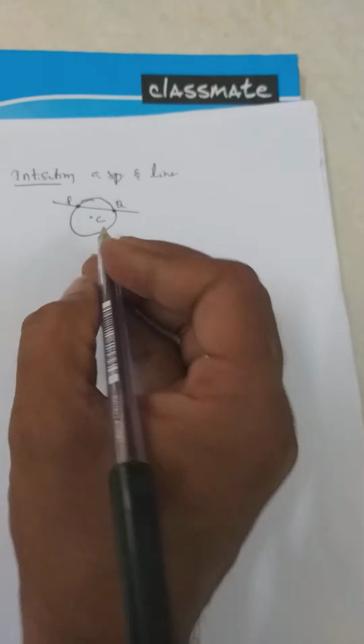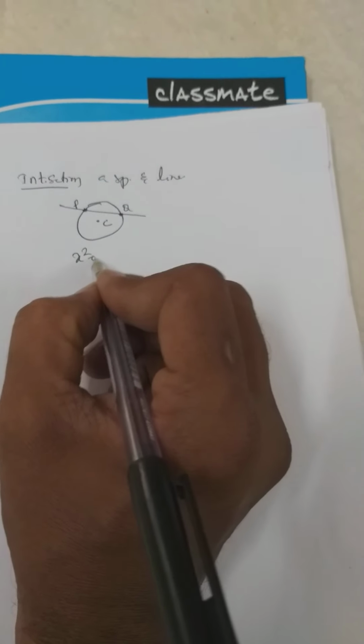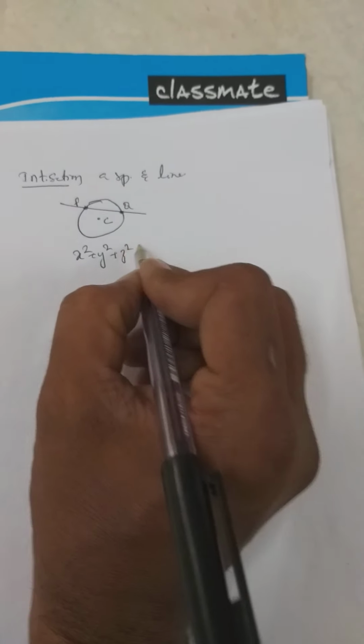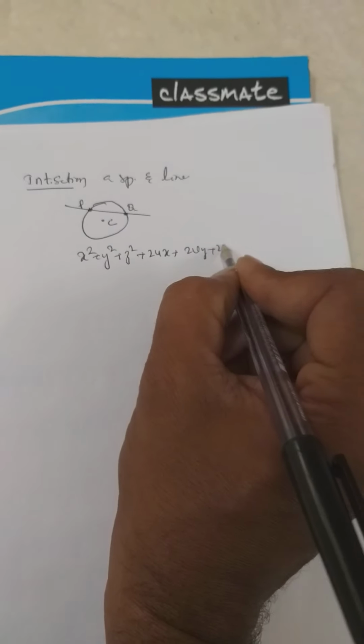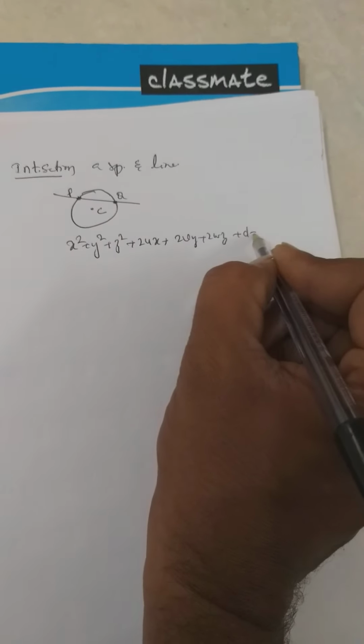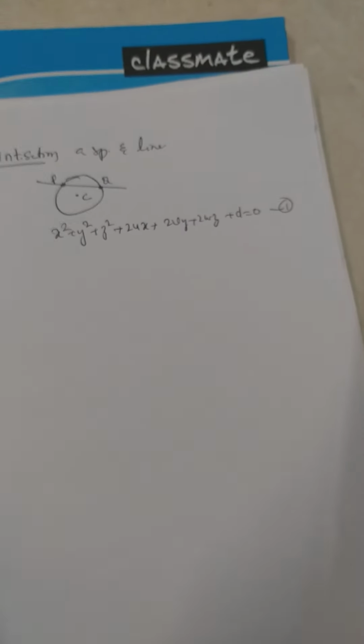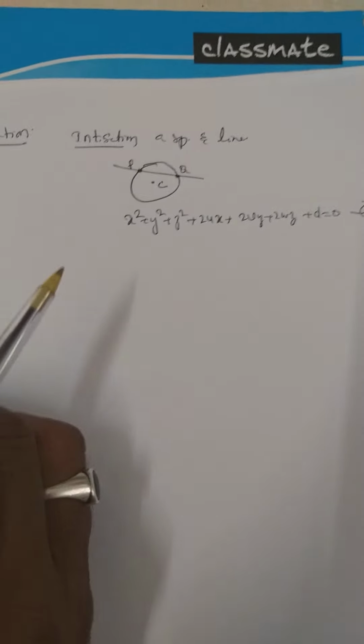Now, what is the equation of a sphere in general? x square plus y square plus z square plus 2ux plus 2vy plus 2wz plus d is equal to 0. This is the general equation of a sphere.